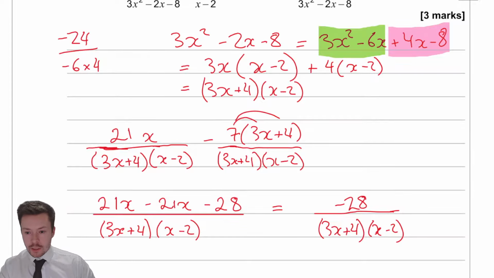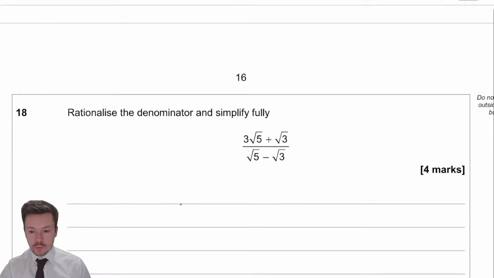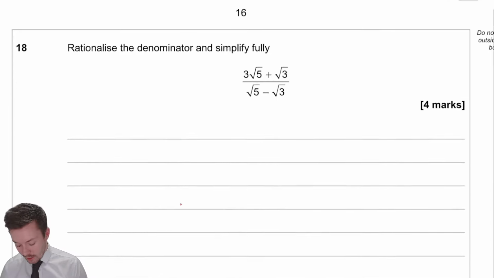So expanded that bracket. Minus 7 times the 3x, minus 7 times the 4. 21x minus 21x minus 28, and then that simplifies to just minus 28, because 21x minus 21x cancels out. Okay. Right, we're going to look at the next one then. And again, I would say this is a fairly standard one.